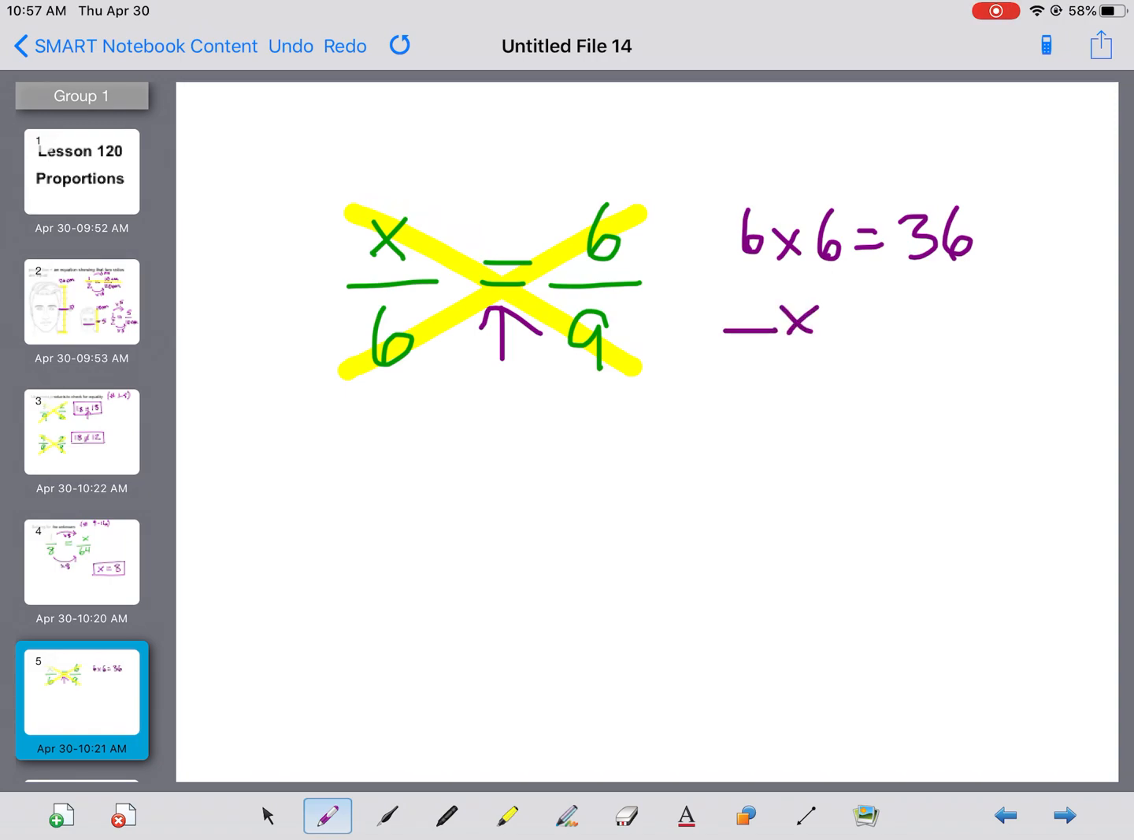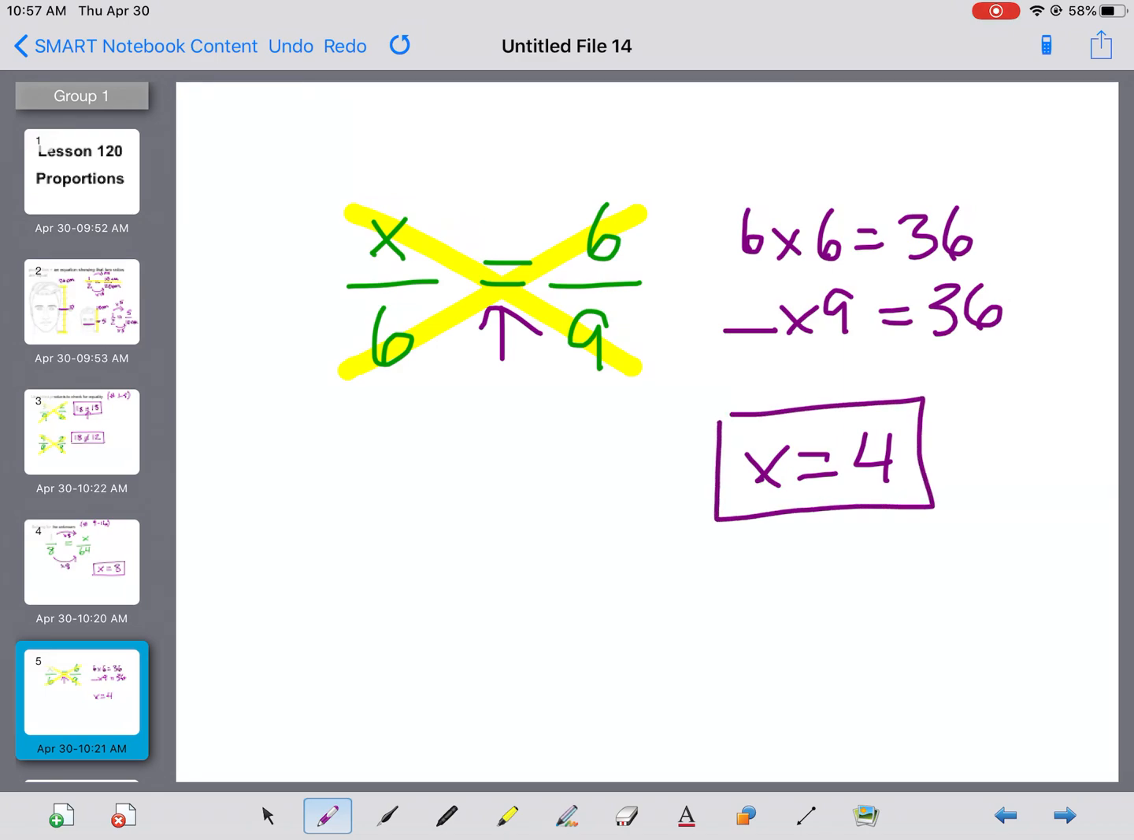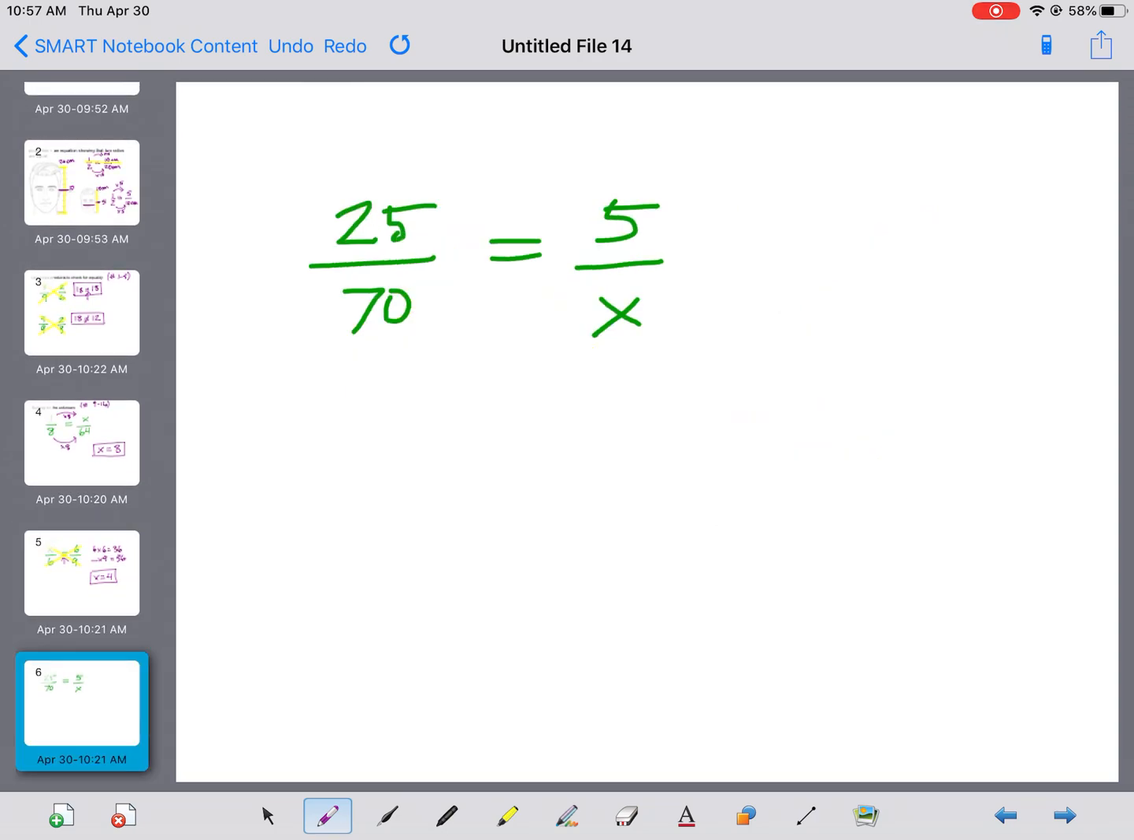So we've got something times 9 equaling 36. So you can think to yourself, x has to be something that I can multiply 9 by to get a 36. And you should be able to just do that one in your head and come up with the answer of x equals 4. 4 times 9 is 36. All right, so using your knowledge of cross products to find the answer. And that one was pretty simple to do in your head.